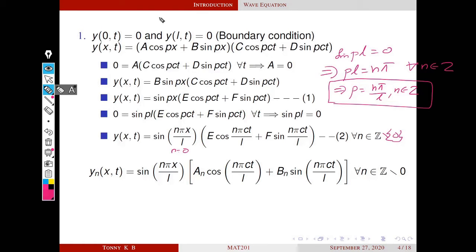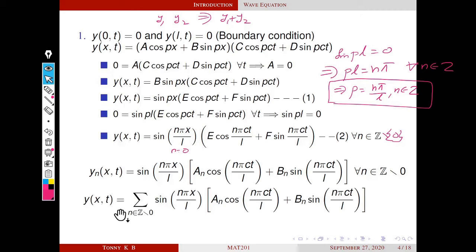One property of linear homogeneous equations is, if y1 and y2 are two solutions of a linear homogeneous equation, then their sum y1 plus y2 is also a solution of the linear homogeneous PDE. Our wave equation is linear homogeneous. So if the yns are solutions, then their infinite sum is also a solution.